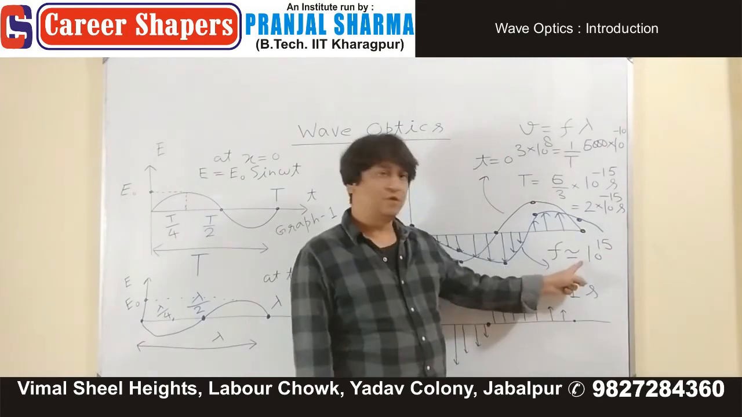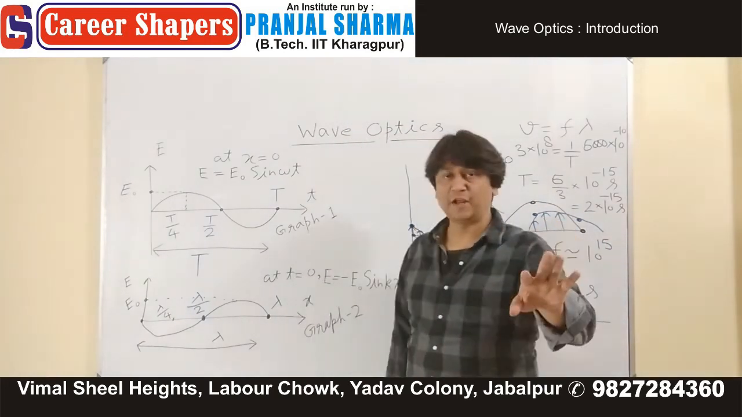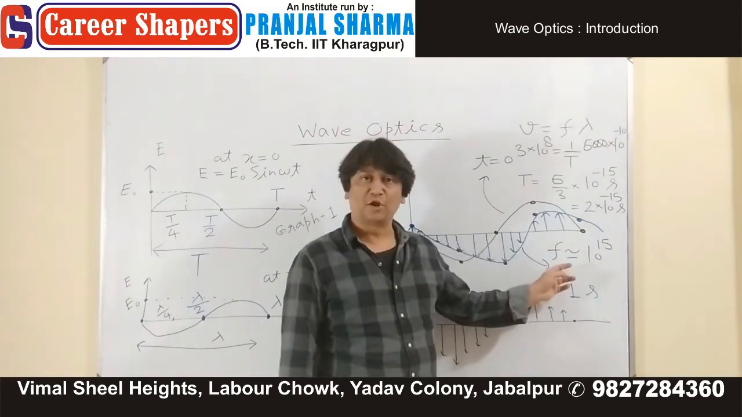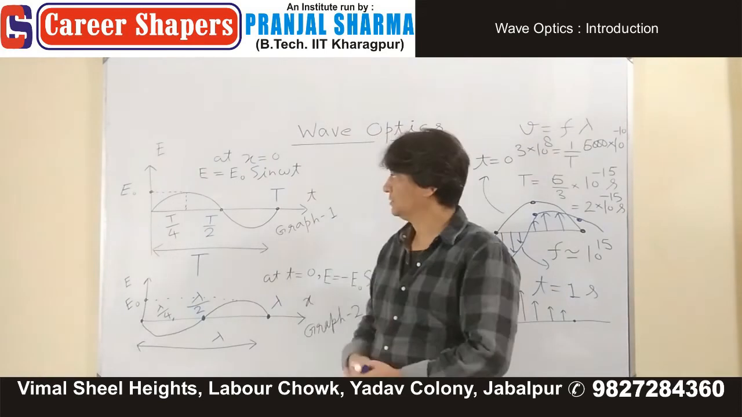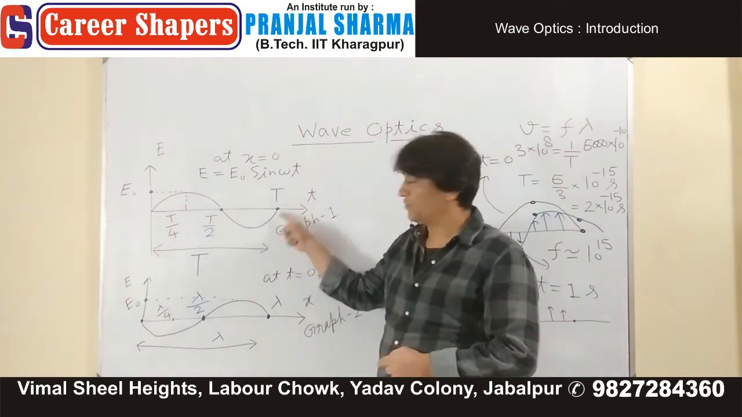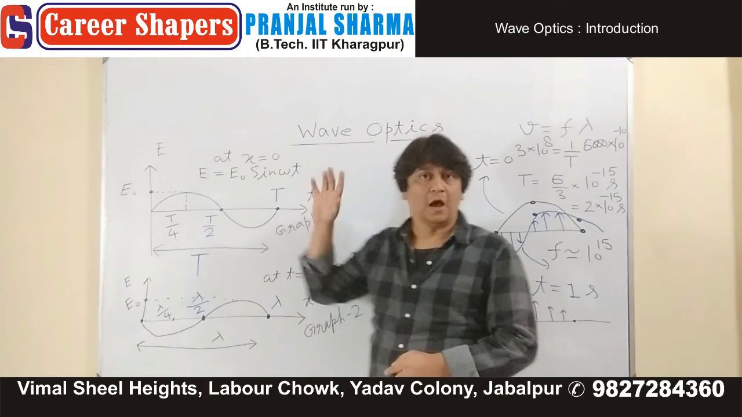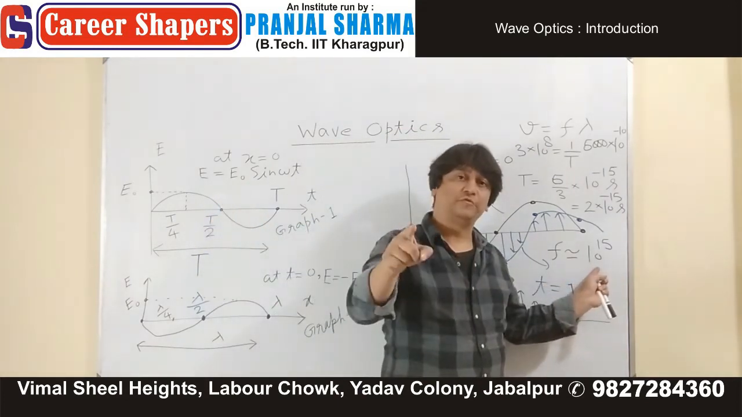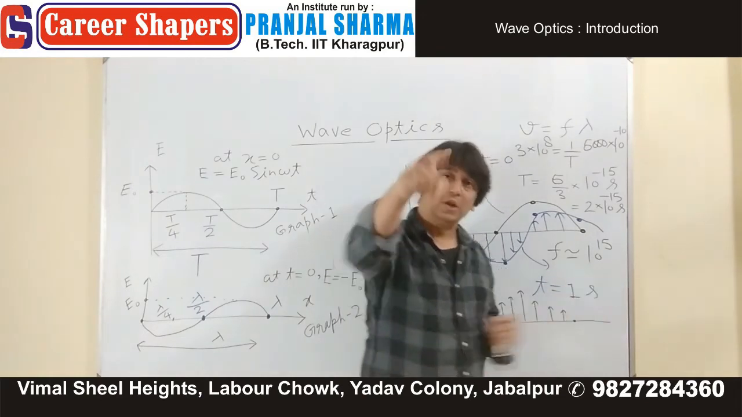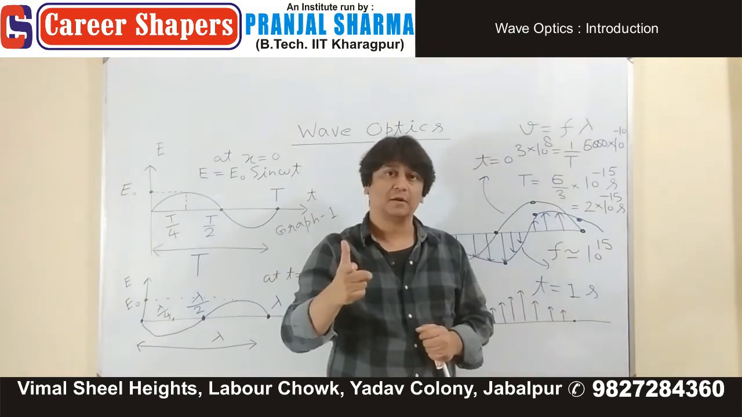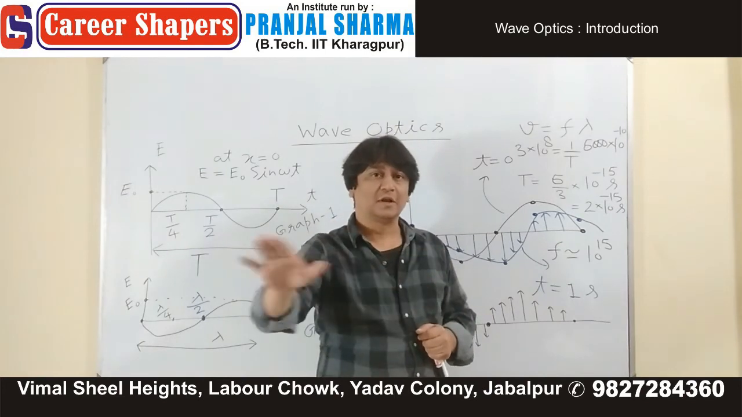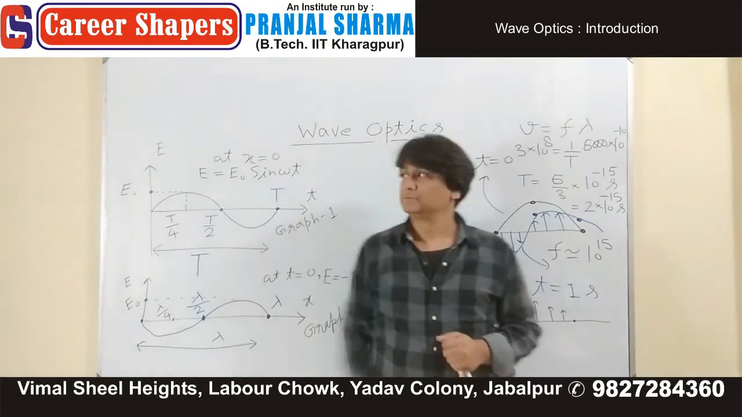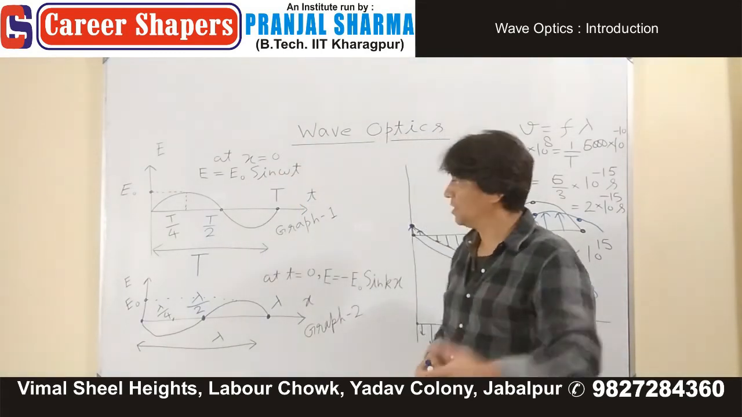What is 10 to the power 15? 10 to the power 15 oscillations per second. That's the meaning of frequency. Which means this type of curve, how many of these curves? These many. 10 to the power 15 in 1 second will be observed by your brain, which is something completely beyond the ability of human beings or anybody.